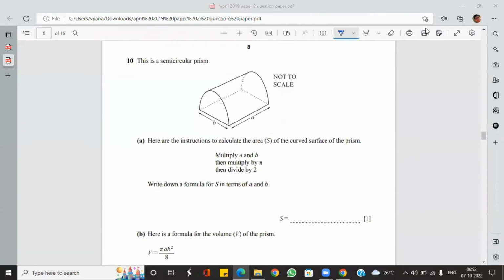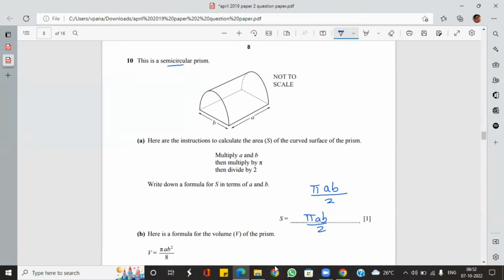So you are given a semicircular prism. Here are instructions to calculate the area S of the curved surface of the prism. Multiply A and B. So we multiply A and B, it becomes AB. Then multiply by pi. So this becomes pi AB and then divide by 2. So S is equal to pi AB divided by 2. That's it.